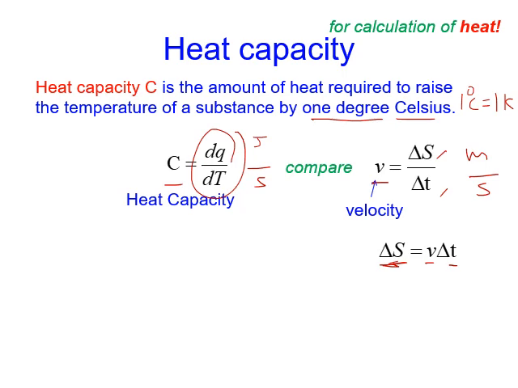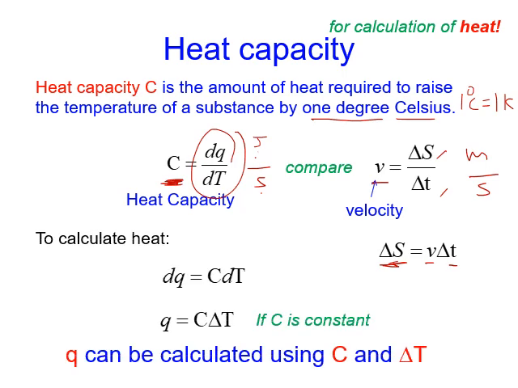So similarly, heat capacity is heat per temperature, so joule per Kelvin. If we know heat capacity, we can calculate the heat. So heat can be calculated by heat capacity times temperature: joule per Kelvin times Kelvin, how much temperature change. Now, if heat capacity is a constant, we can use this one.